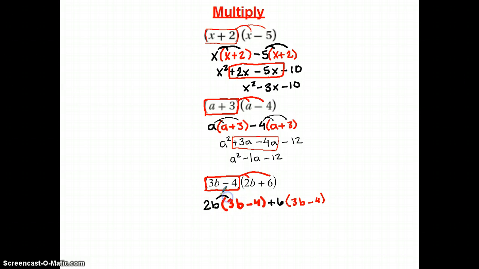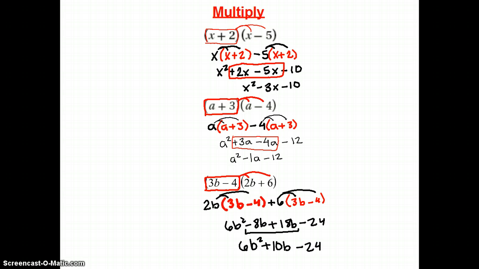Distributing the 2b, I have 6b squared minus 8b. And distributing the positive 6, I have plus 18b minus 24. I see two like terms in the middle that I can combine. So in doing so, I end up with 6b squared plus 10b minus 24.